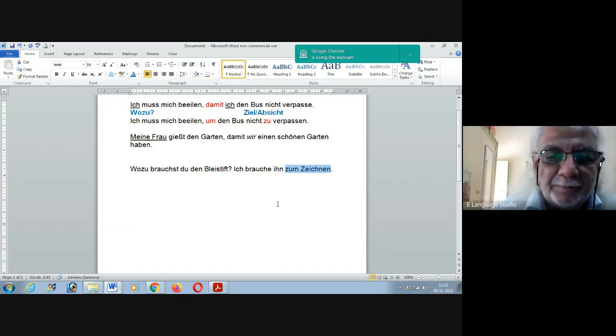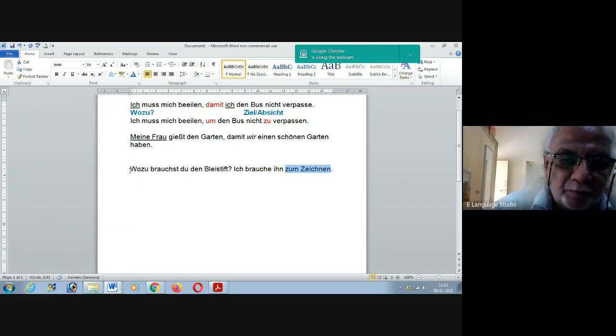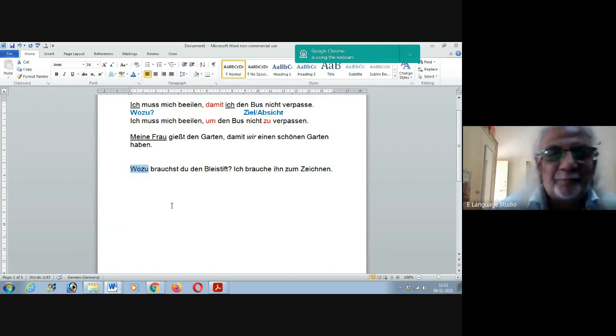Wozu brauchst du den Bleistift? What is the question here, wozu? Warum? Warum oder what for? What is the purpose? What is the intention that you want this pencil? For what intention? What do you want it for?